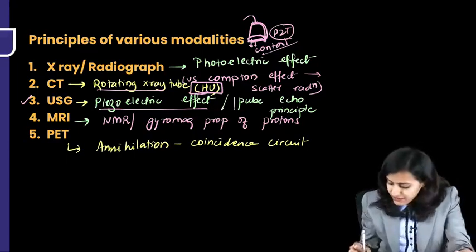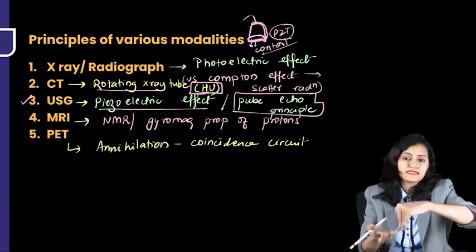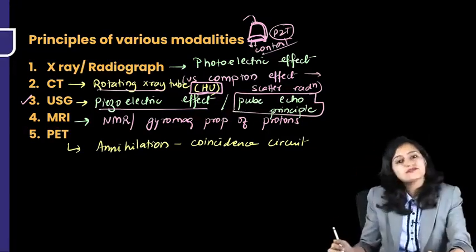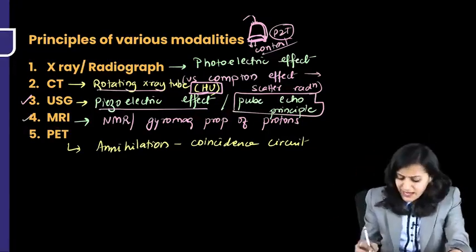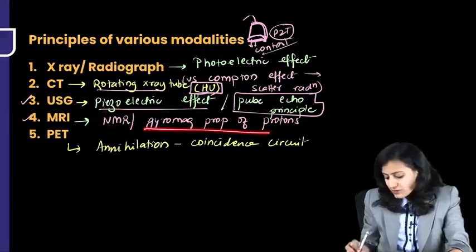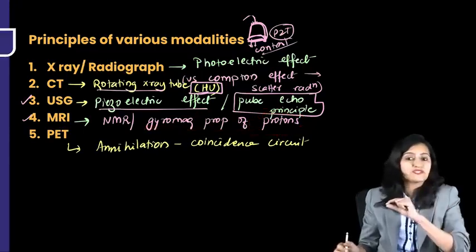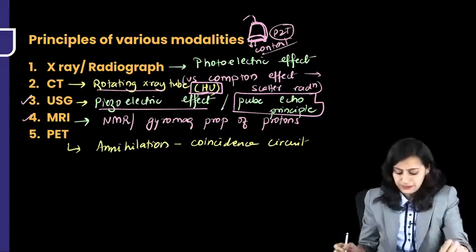So piezoelectric effect, or it is also called the pulse echo principle. We send the sound pulse and then we get the echo from the body. So that is the pulse echo principle. MRI is based on the principle of nuclear magnetic resonance or the gyromagnetic property of protons in the body. Remember that it is based on H+, the moving protons in the body.